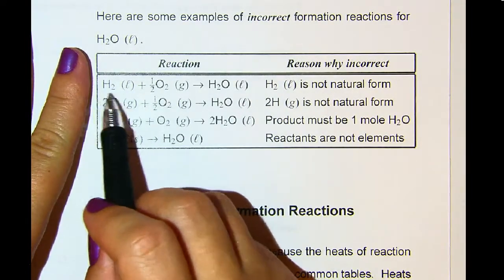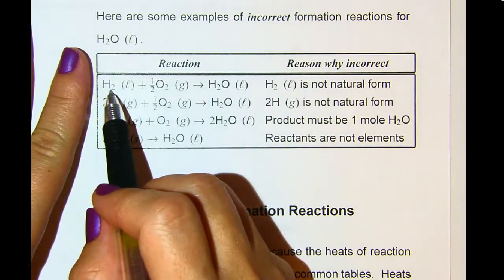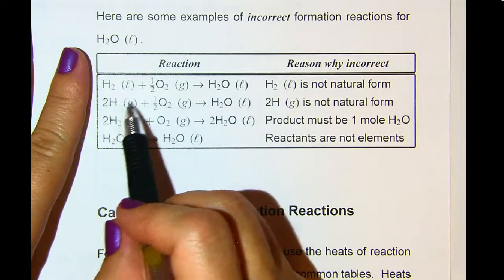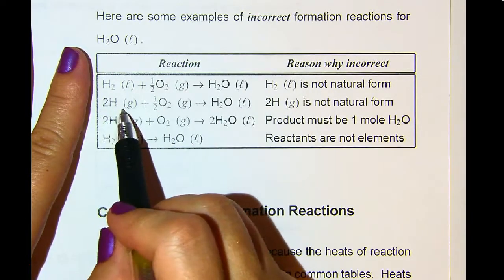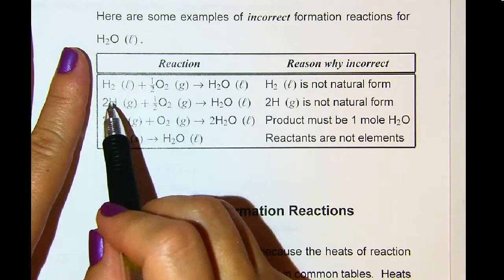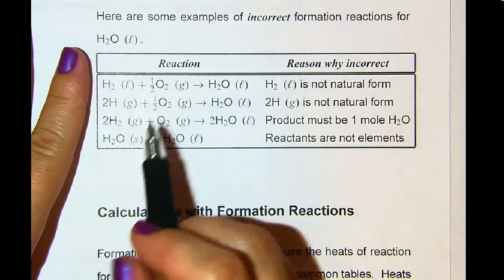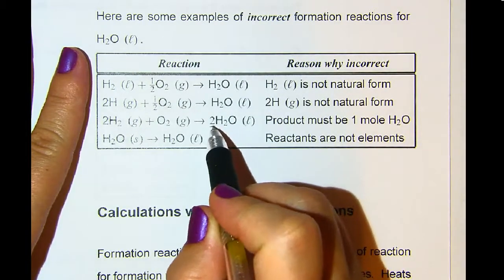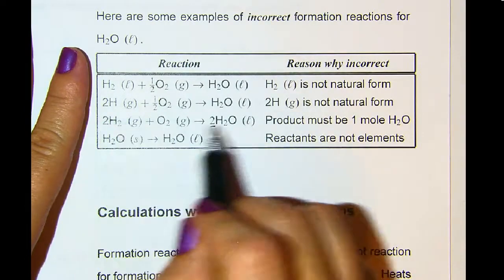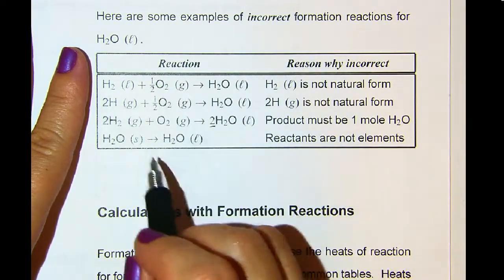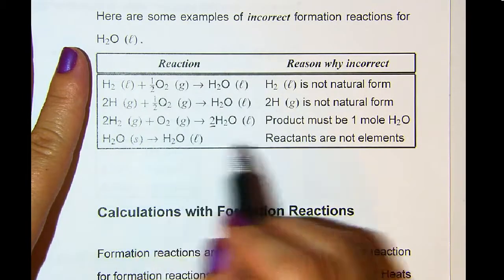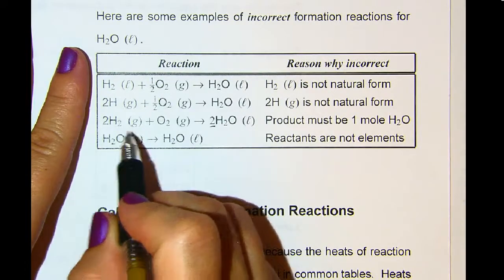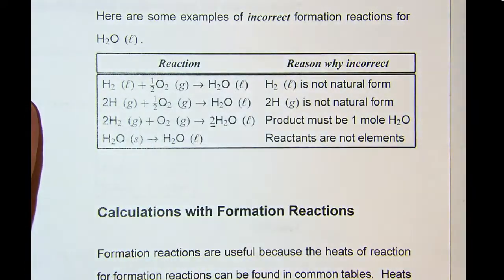So this one is incorrect because H2 exists as a gas in its natural form, not as a liquid. This one is incorrect because it's not 2H, it's H2 because it's a diatomic. So just H by itself is not the natural form of hydrogen gas. This one is incorrect because you don't have just 1 mole of product, you have 2. The coefficients across the equation have to be changed to have only 1 mole of product. And then this is not a correct way to write it because reactants are not elements. You're supposed to have each element, not a compound, as your reactants of a formation reaction.